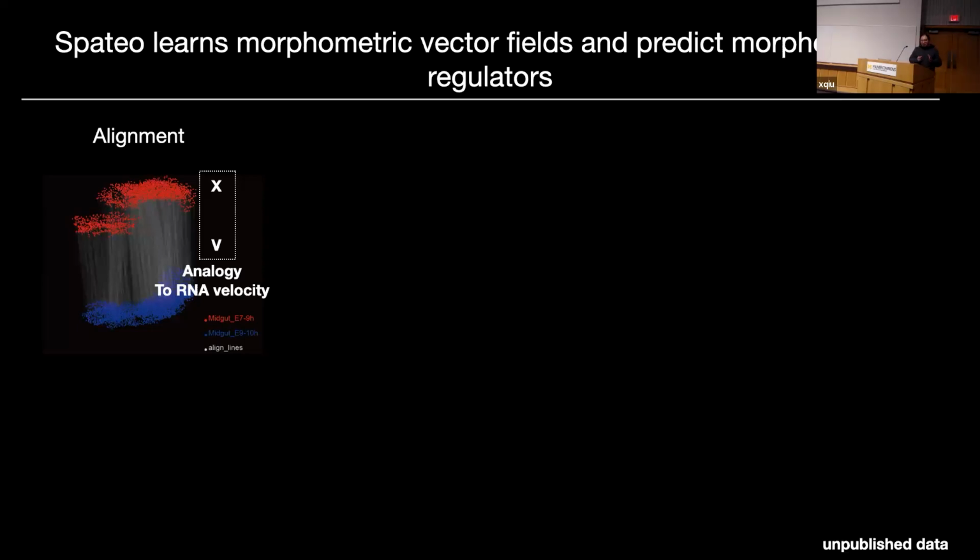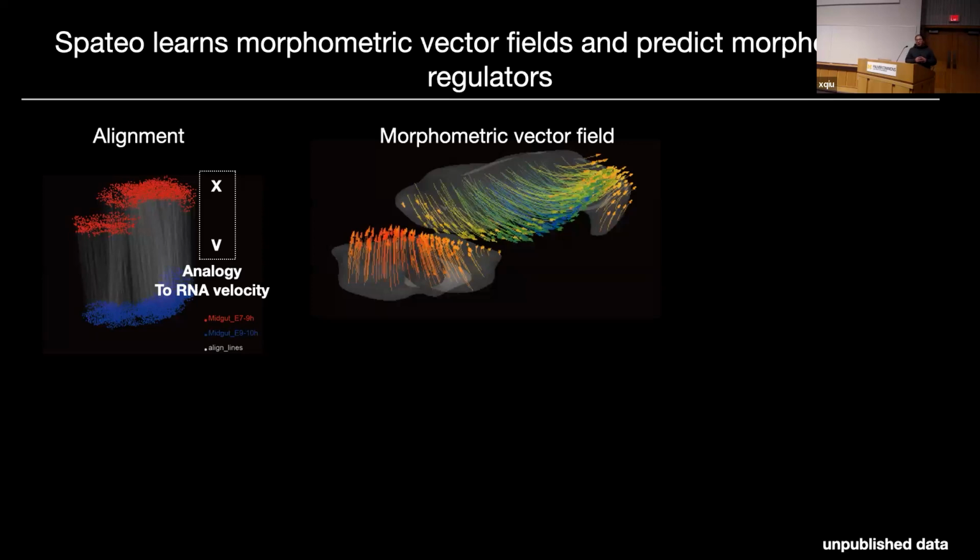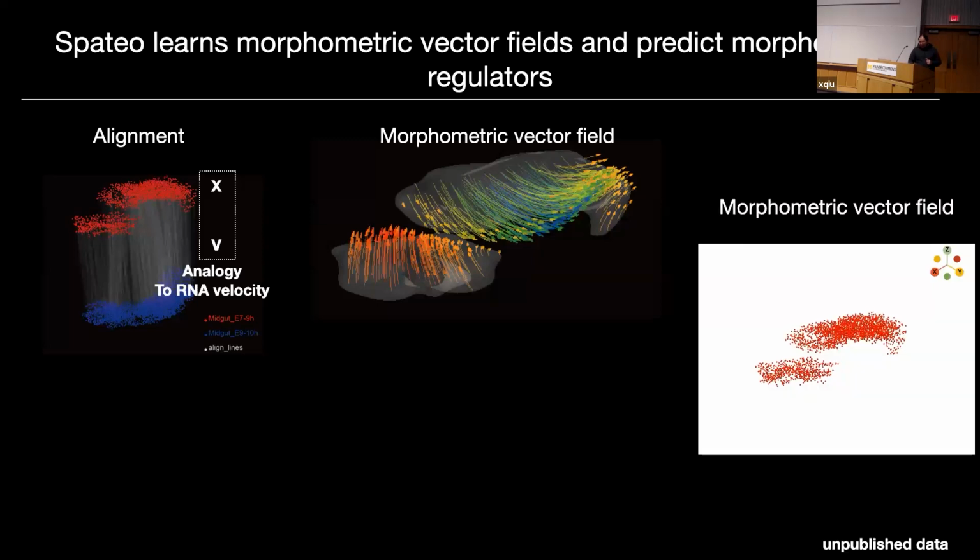So we can then take basically the coordinates of the red cells and the corresponding alignment to perform vector field learning, and then we can learn a morphological vector field. Here, the vector field is actually in the physical XYZ space, not in the gene expression space. So the arrows shown here are the actual predicted migration path of each individual cell. And you can even animate this process. So you can see the bottom cells move up, top cells move down.